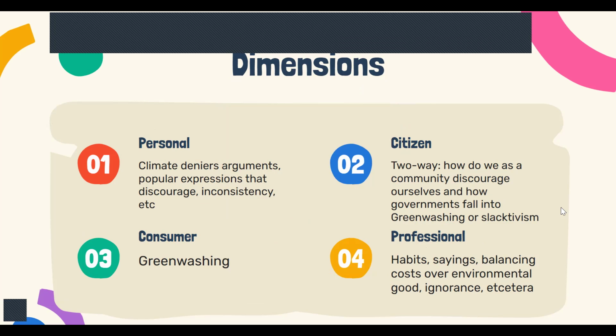And then the consumer dimension, it's just about greenwashing examples. And you can even use the one that you used for the first evidence, I'm sorry. That's also valid. And then lastly, the professional dimension. And here you have to think about your specific future job, what you would like to be working in the future. And then you need to think of what kind of habits might be related to some kind of denial of moving toward environmental decisions.